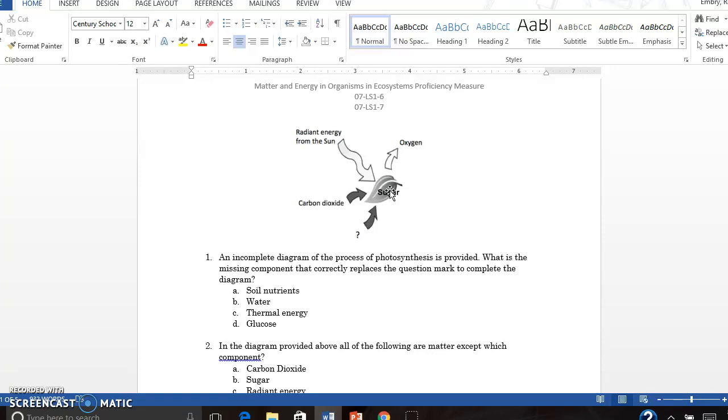Alright, it has a leaf, and it's showing you the process of photosynthesis, and there's a missing component. Question 1: an incomplete diagram of the process of photosynthesis is provided. What is the missing component that correctly replaces the question mark to complete the diagram?